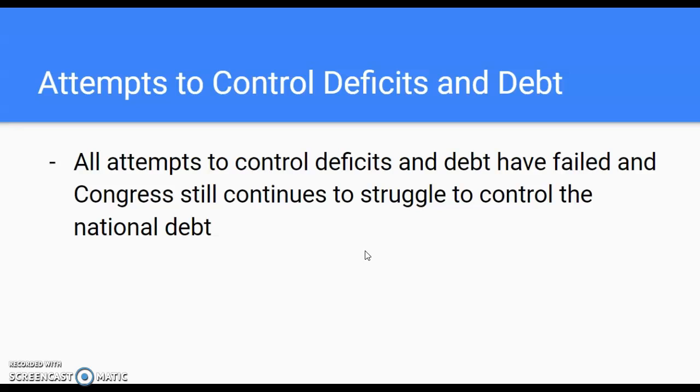Attempts to control deficits and debts. All attempts to control deficits and debt have failed, and Congress is still continuing to struggle to control the national debt. And we see this come up quite often, especially whenever there's a government shutdown. Usually the issue is how can we continue to increase this deficit when we owe so many people so much money.